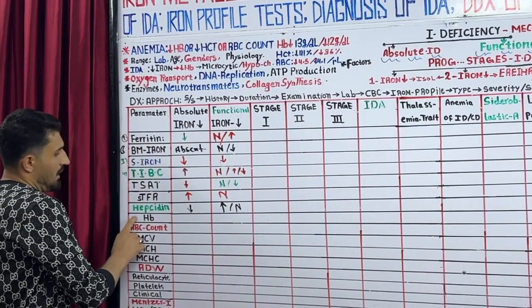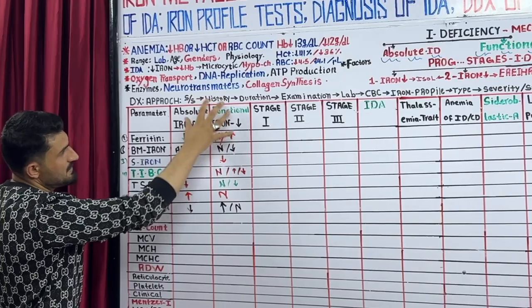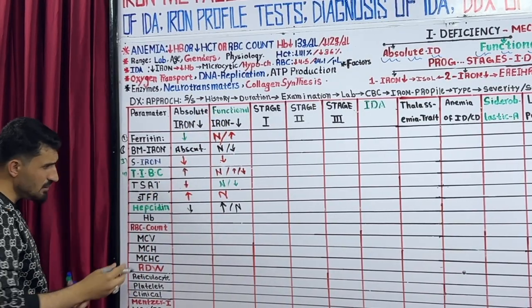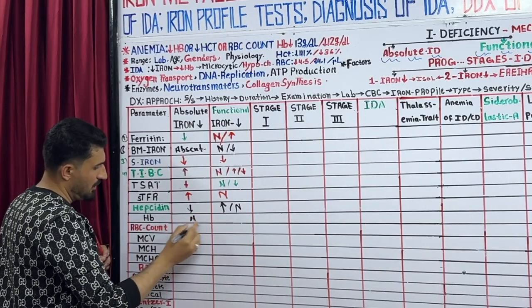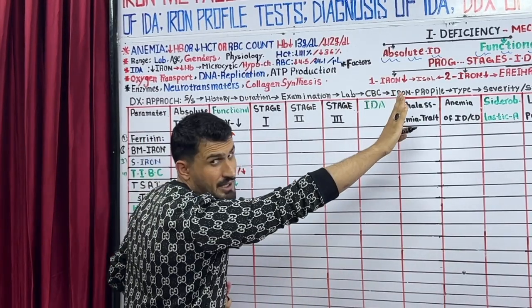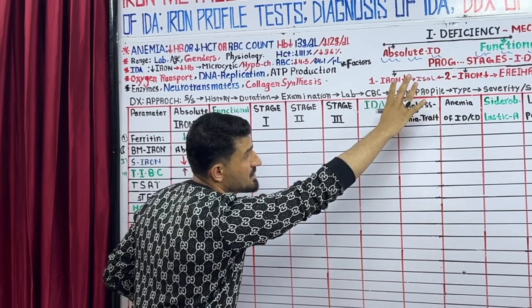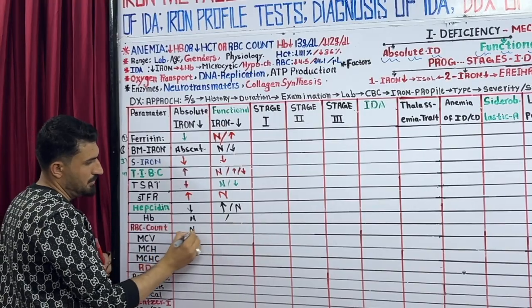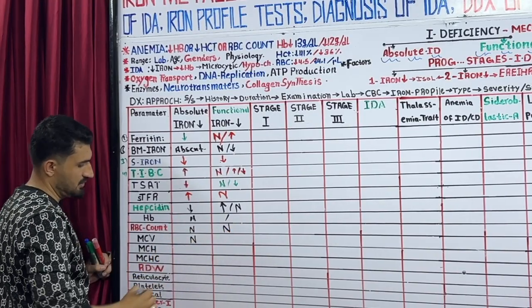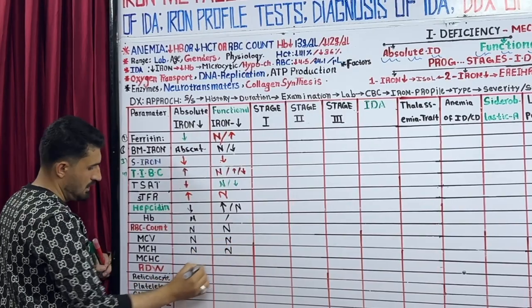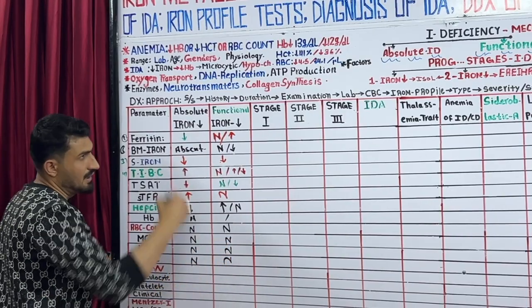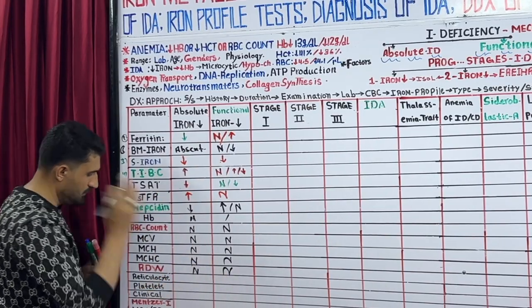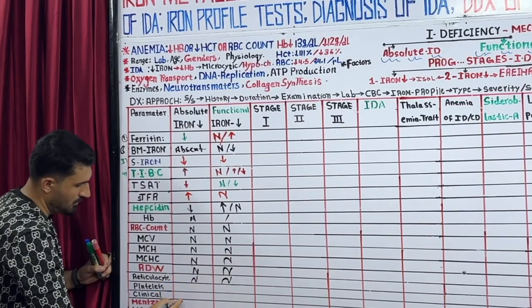Got it? The iron deficiency is not related to these parameters, which are related to CBC. So Hb will be normal because I have not yet entered into iron deficiency anemia. I'm just talking about iron deficiency, so it will be normal. RBC count will be normal. MCV, mean corpuscular volume, will be normal. MCH will be normal. It depends on different stages, but it will also be normal. Reticulocytes will be normal, all of them will be normal.